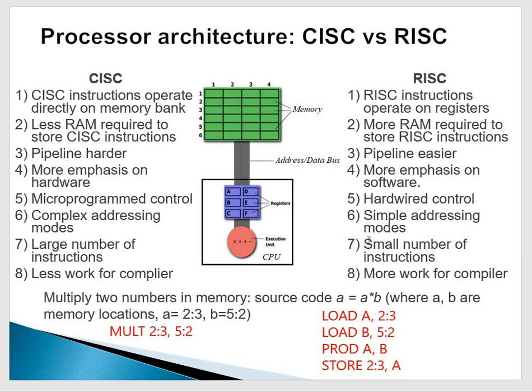And on the other hand, a small number of instructions will be there. The number of instructions in RISC is very low as compared to the number of instructions in case of CISC. In case of CISC, there are so many instructions.